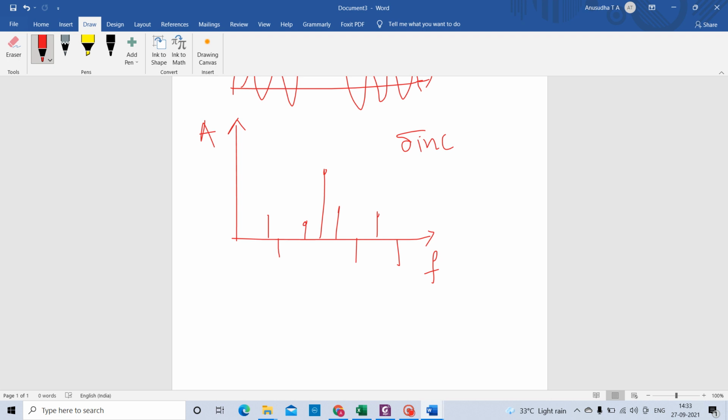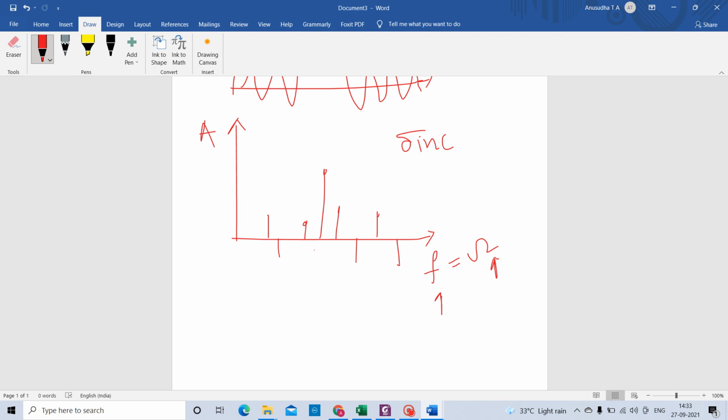The first thing is the amplitude at omega equal to 0. Instead of frequency, we can also take omega. The omega representation has the unit radian per second, while frequency is represented in hertz. Usually we take either frequency or omega.